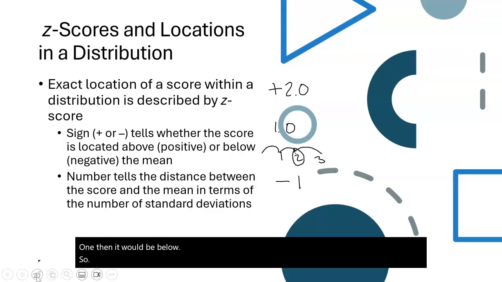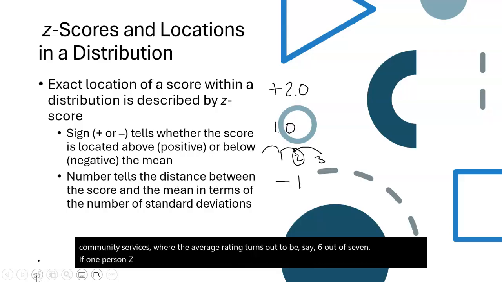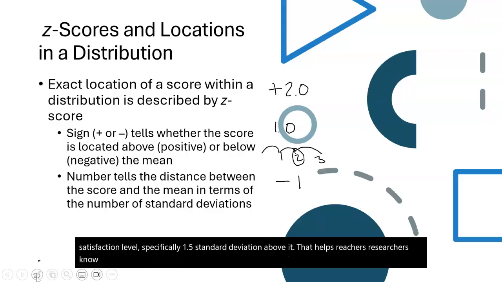So why does this matter? In social science, you might survey people on their satisfaction with community services, where the average rating turns out to be, say, 6 out of 7. If one person's z-score is +1.5, we immediately know that they are above the average satisfaction level, specifically 1.5 standard deviations above it. That helps researchers see how this individual differs from the typical respondent.